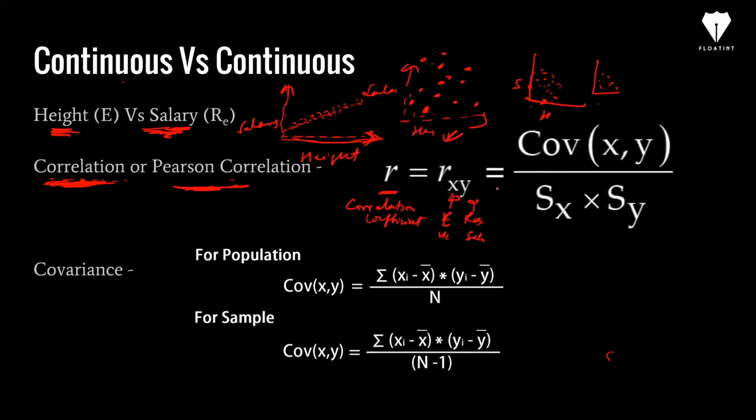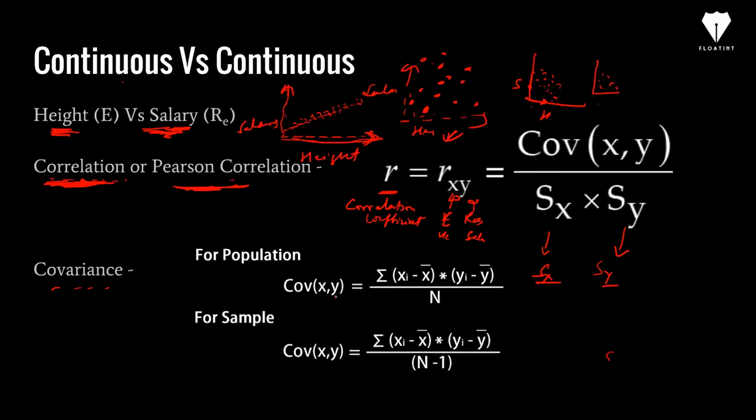So how do we calculate it? This is the covariance of xy divided by the standard deviation of x and the standard deviation of y. Here we divide by the standard deviation of x and the standard deviation of y. So going to the covariance, how is covariance calculated?